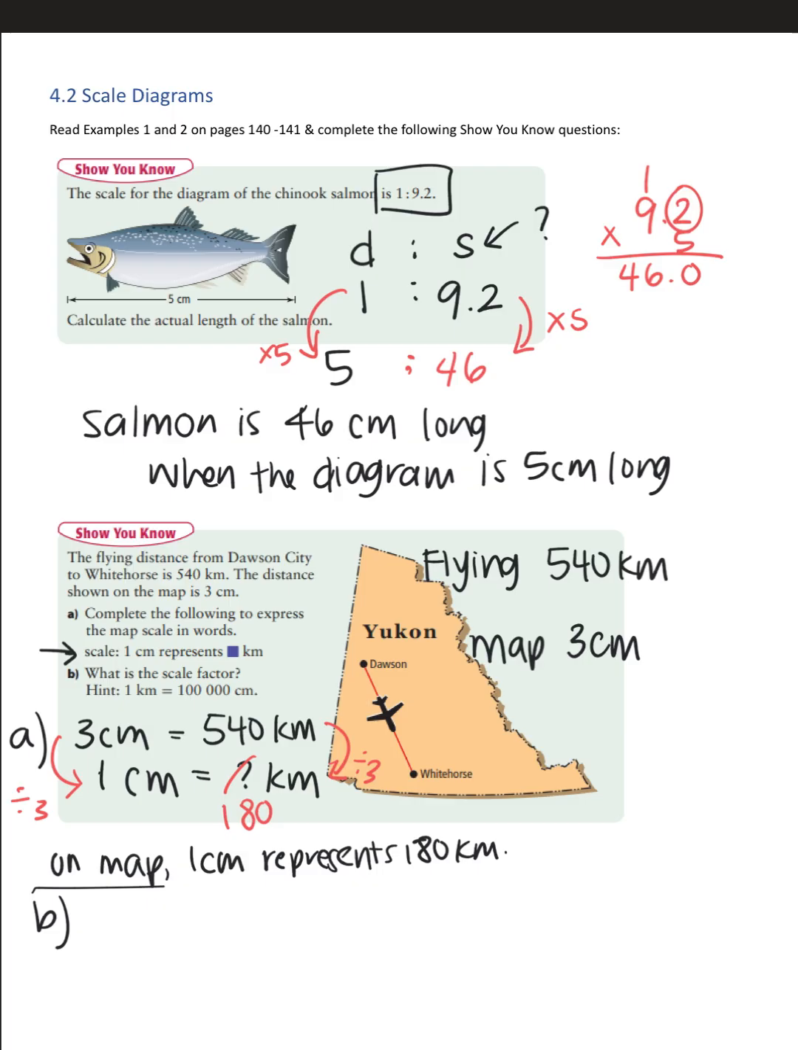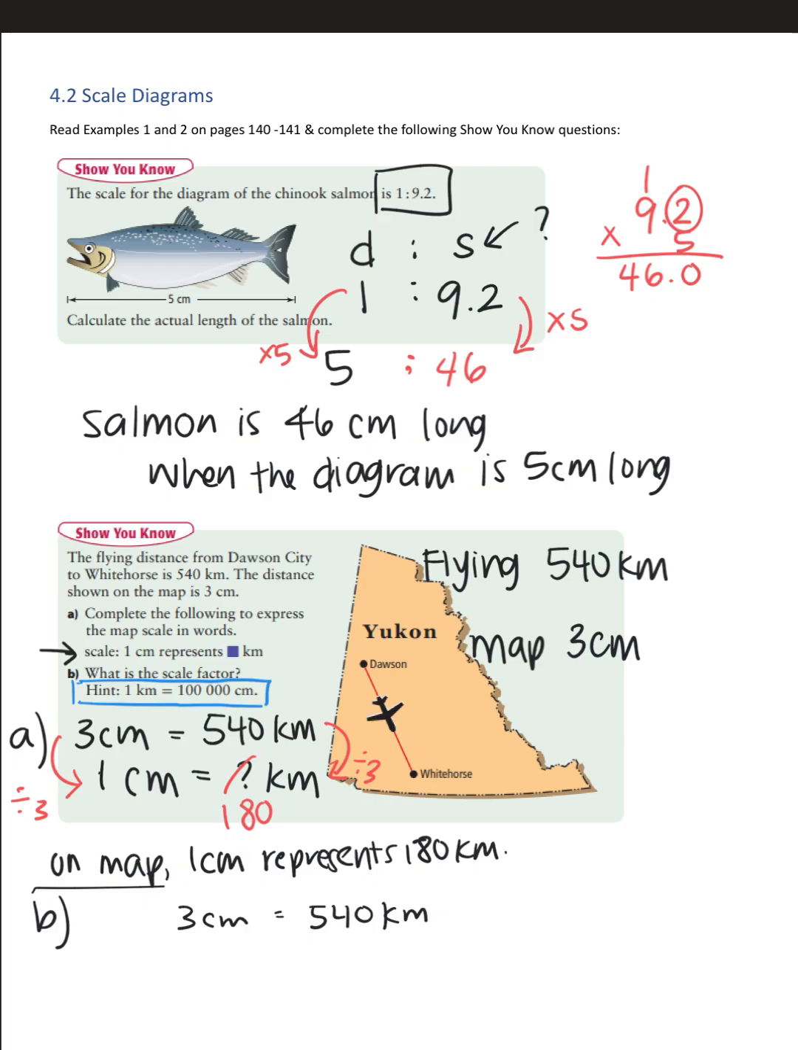So it asks us, what is the scale factor? And then it tells us 1 kilometer is equal to 100,000 centimeters. So we know that the 540 kilometers was represented by 3 centimeters. So I'm going to come back to that original ratio, that 3 centimeters is equal to 540 kilometers. But then I want us to acknowledge that hint that they gave us. So they say here, hint, 1 kilometer is equal to 100,000 centimeters.